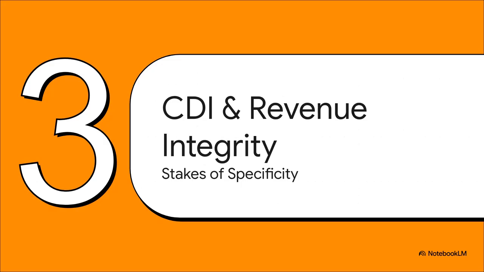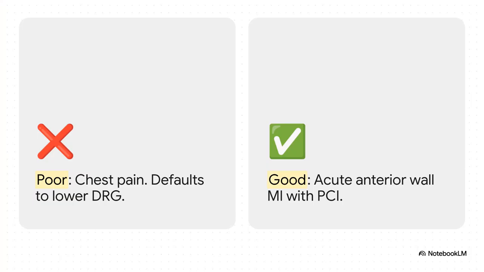Let's look at Section 3, CDI and revenue integrity, the stakes of specificity. Look at the stark contrast here between vague and good documentation. If a provider just scribbles chest pain, you as the coder are stuck defaulting to a lower-weighted DRG. But if they specifically document acute anterior wall MI with PCI to the LAD, you are perfectly capturing the high clinical severity and the exact procedure performed. It's a night and day difference for accurate resource capture.